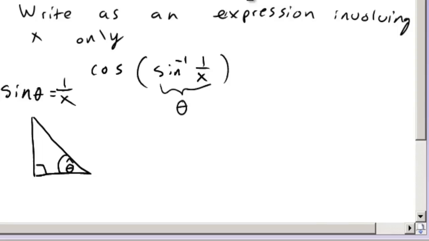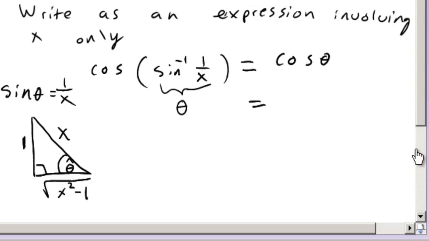So we know that the sine corresponds to opposite over hypotenuse, so this must be 1, this is x here, right? And we want to find the cosine of that, so we need to find this side right here. Well, just using the Pythagorean theorem, this is going to be the square root of x squared minus 1. And so the cosine of theta then would be equal to the adjacent side over the hypotenuse, so it's going to be the square root of x squared minus 1, divided by x. And that's our answer.